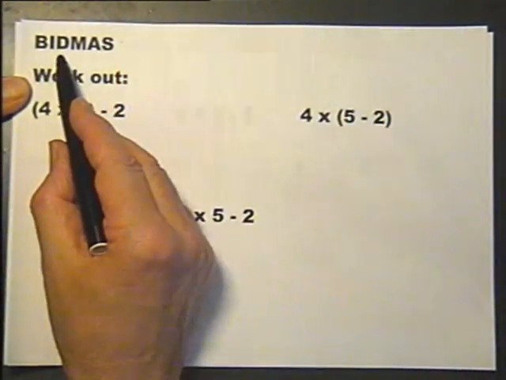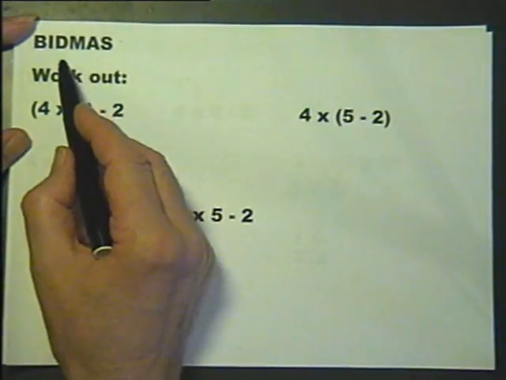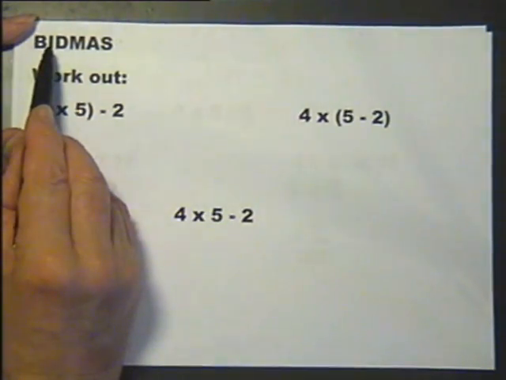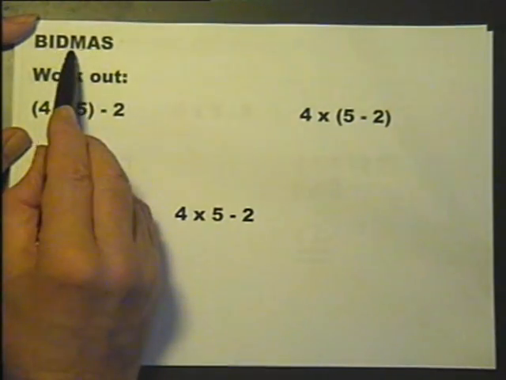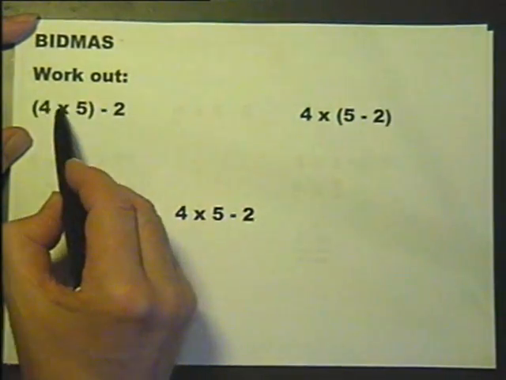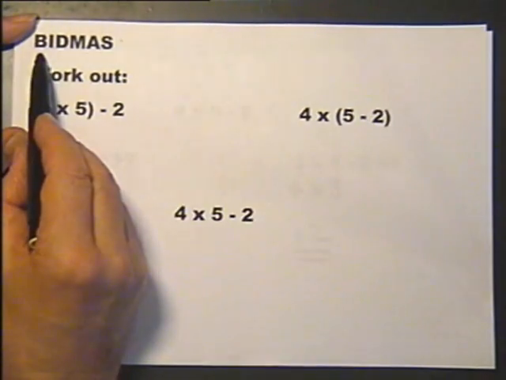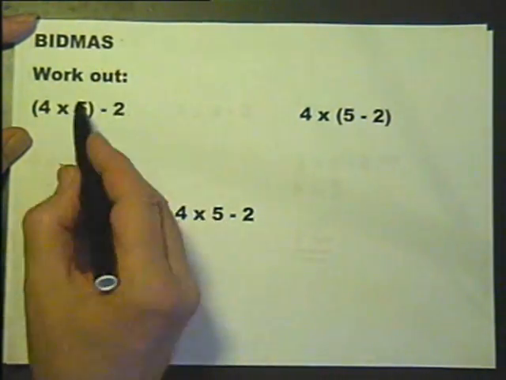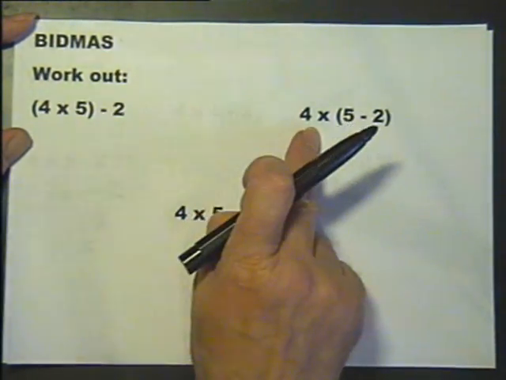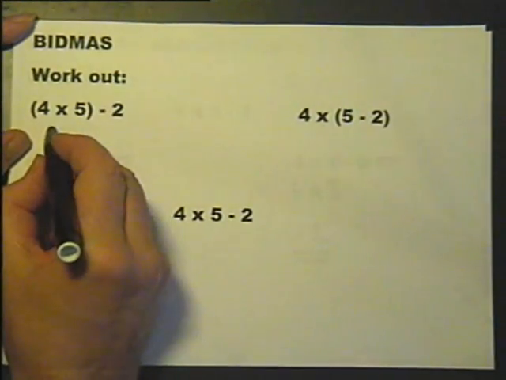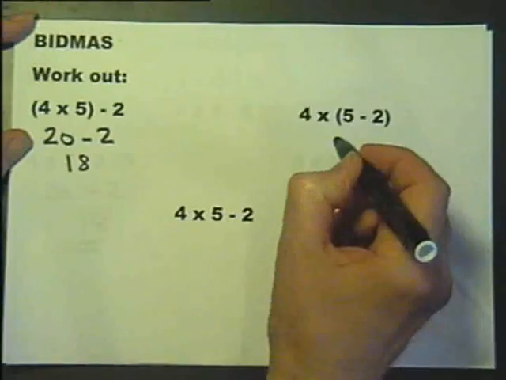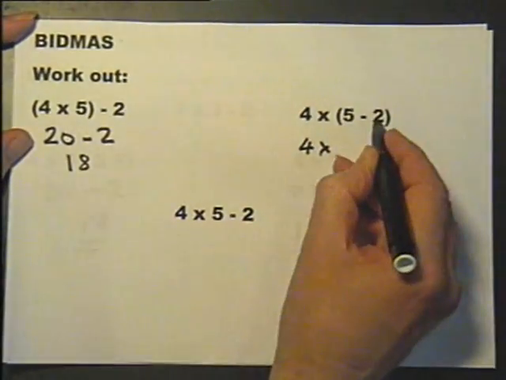And that's what BIDMAS is. It tells you an order of doing operations. B is brackets, I is indices, D is division, M is multiplication, A is addition, and S is subtraction. So when you look at a question, you do the order of operations as given there. If you see brackets, you do those first. So with the question I looked at just now, if the brackets were there, it would definitely be do that bit first.